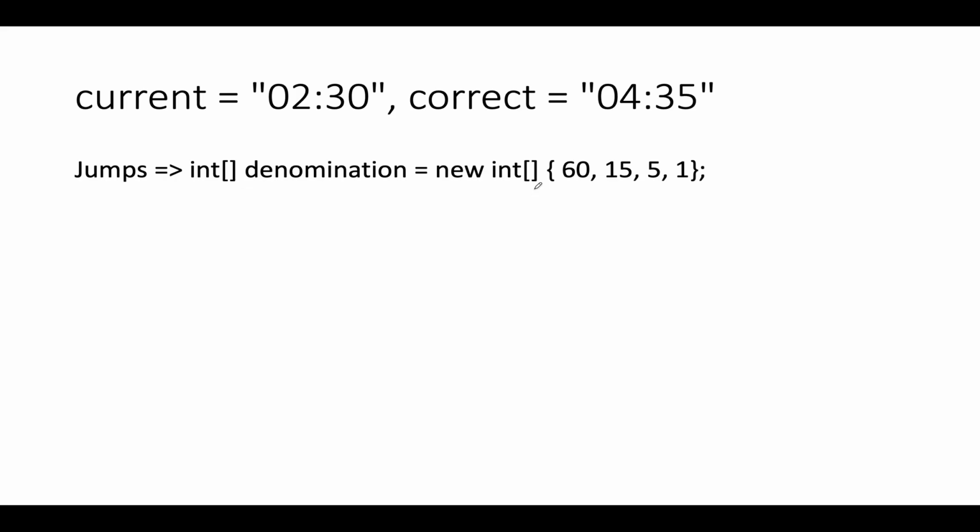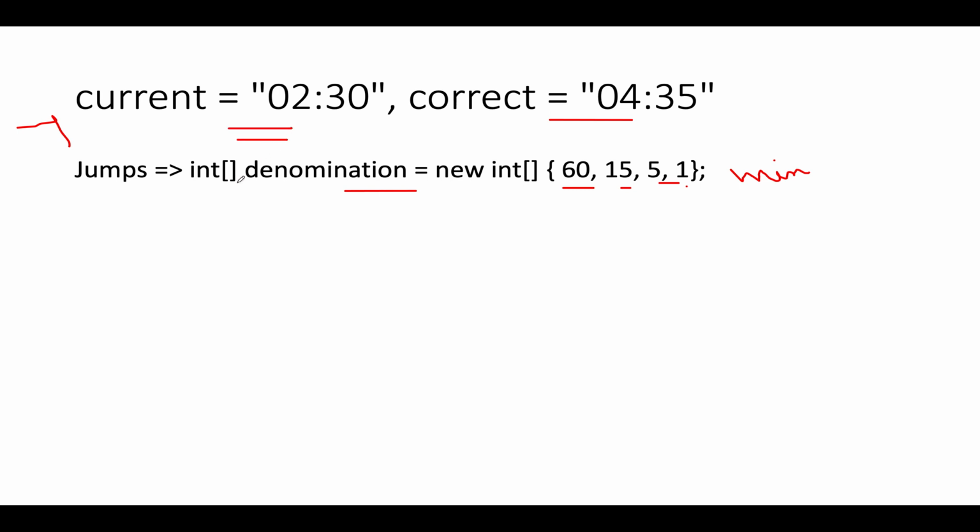Now let's hop on to the same example that was specified in the question. We have the current time specified as 2:30 and the correct time specified as 4:35. The denominations that are given to us are as follows: 60, 15, 5 and 1, and all these denominations happen to be in minutes. So my first move would be to convert my current time into minute format.